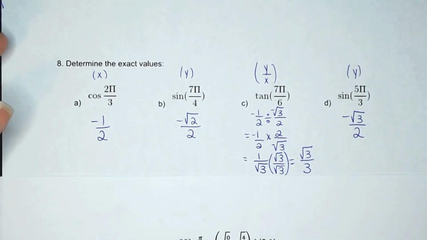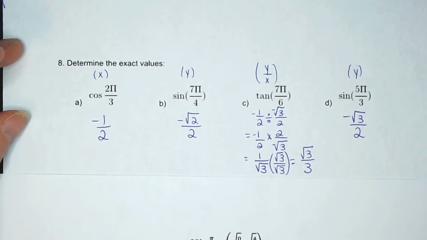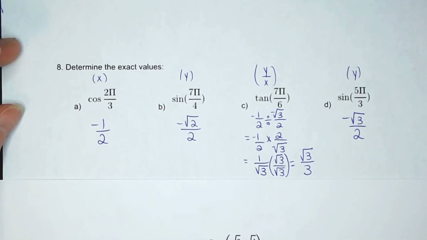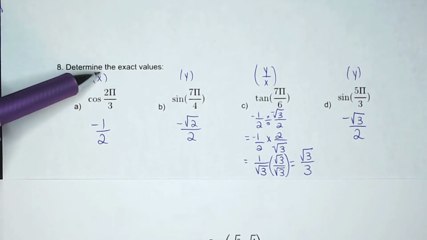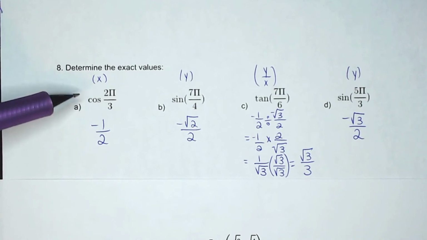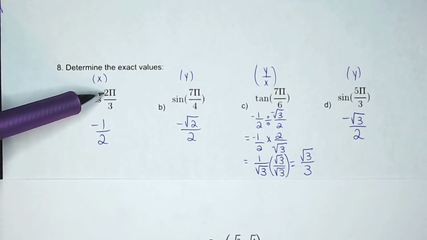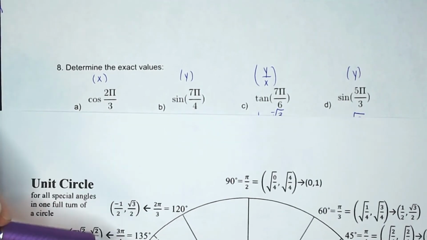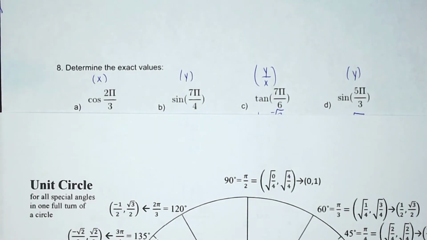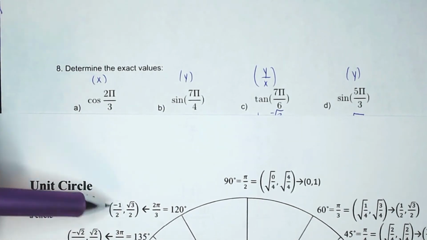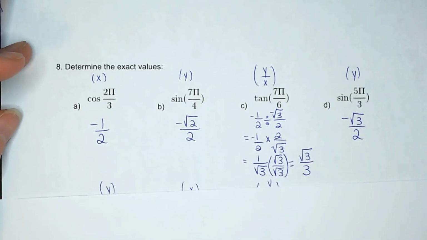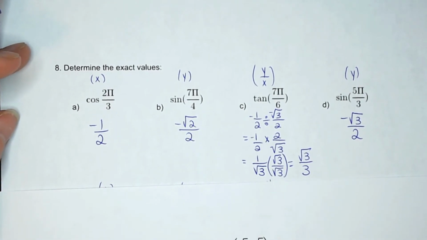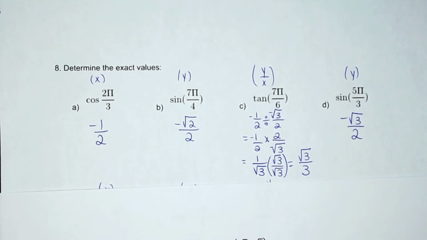Now, the other thing that we can do is use the unit circle to determine the value of the given angle. So here we have x is equal to cos of 2 pi over 3. So you just want to find 2 pi over 3 on your unit circle. It's right here at 120 degrees. And it's at the cosine, so your cosine is going to be negative 1/2. Now, the only place where you might get tripped up a little bit, the remainder of it is just reading it right off your unit circle.